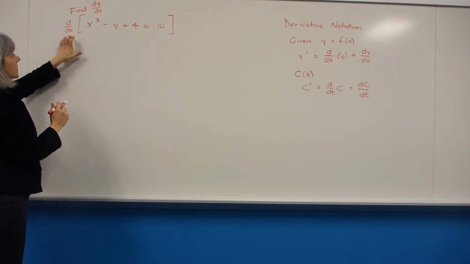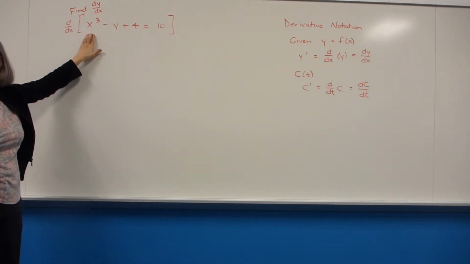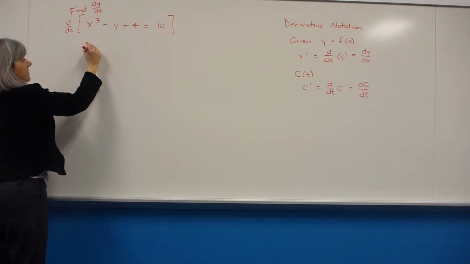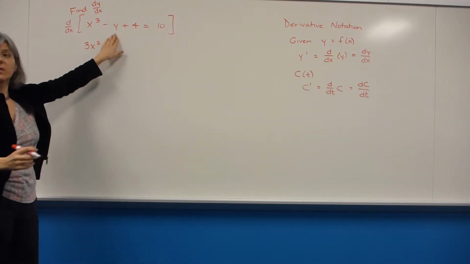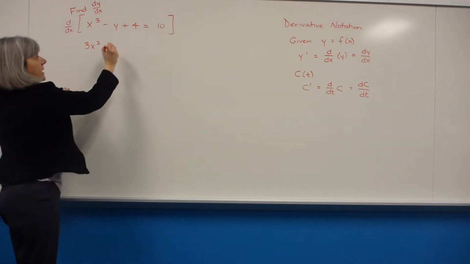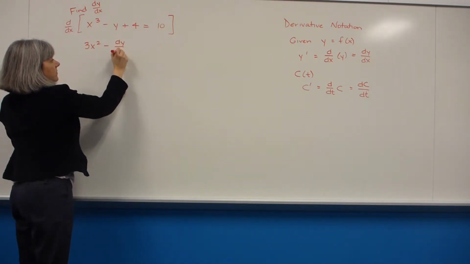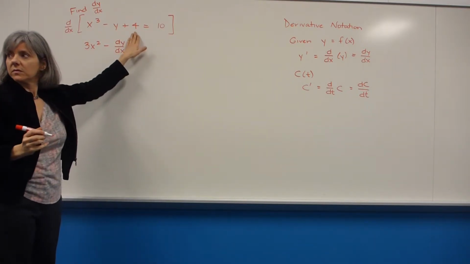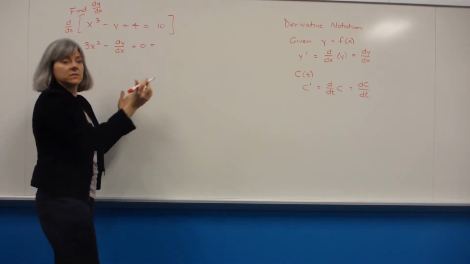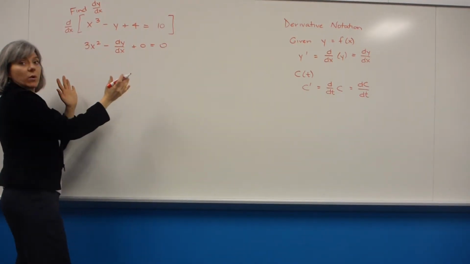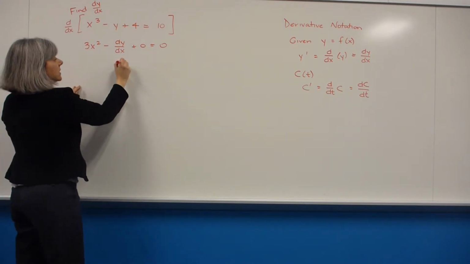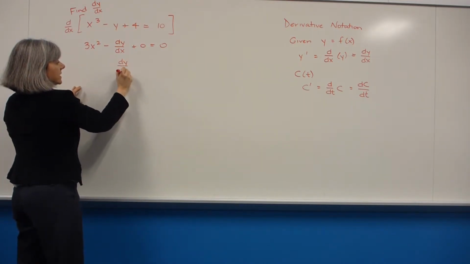So the derivative of x cubed, is that a basic? Yeah. I know that, so that's just going to be 3x squared. Minus derivative of y with respect to x. What do I need to write down? dy dx. Derivative of 4, 0. Derivative of 10, 0. What am I trying to find? dy dx. So now solve for it: dy dx equals 3x squared.